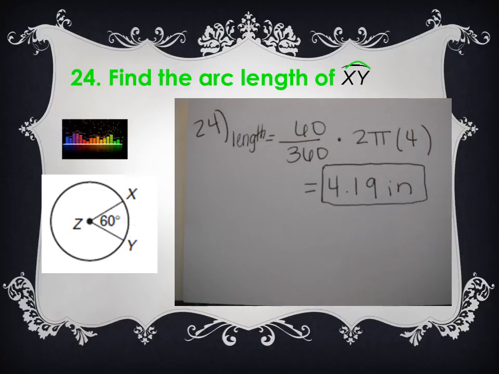So we do 60 degrees divided by 360 times 2 pi times the radius, which is 4. Plug this in the calculator the exact way I have written down. You must use the fraction button. If not, you need to do this in pieces. Do 60 divided by 360 and then multiply that times 2 pi times 4.